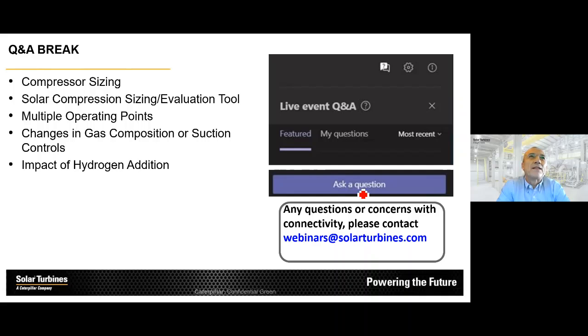There are a number of things that might be indicators that you're reaching the surge line. Conceptually, a surge control system simply looks where you're on the map, and if your operating point moves closer to the surge line on the map, it takes corrective action by opening the recycle valve. Some machines show increased vibrations when you get near surge. Some machines will show, if you have a flow measurement right in front of the compressor, that your flow measurement starts to get a bit wiggly and you get a lot of noise.